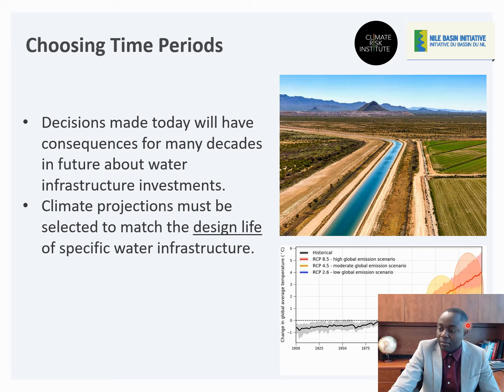If you are looking at a design life of 50 years for this water irrigation canal, you should not in any way come and extract climate projections for the 2030s. That would be wrong. You should be focusing on the 2080s.